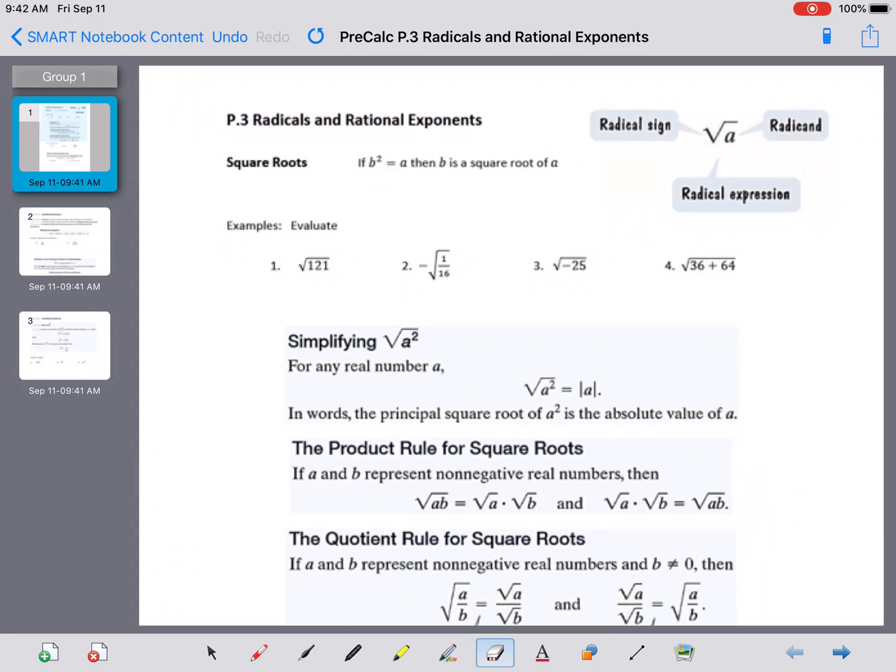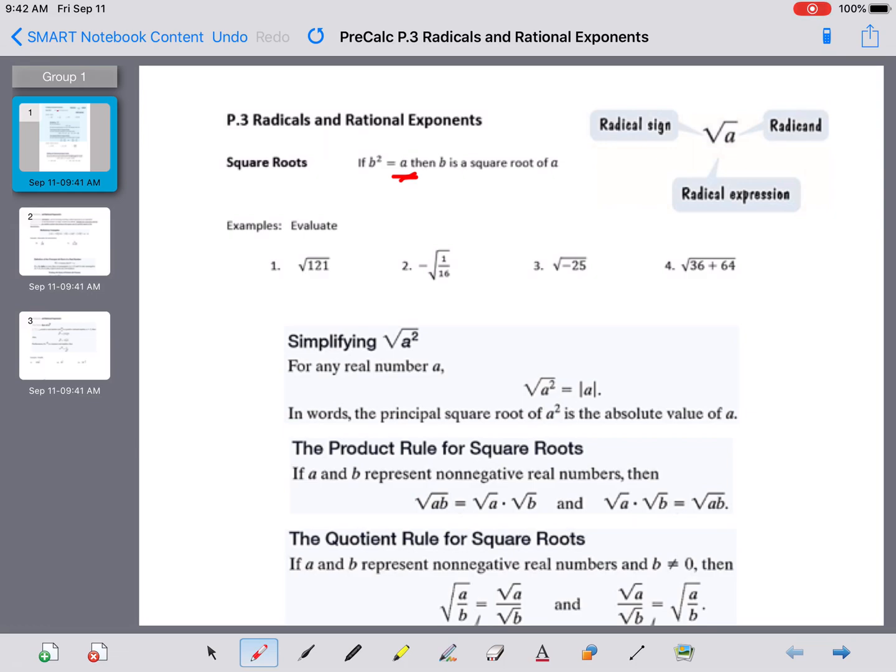P.3 radicals and rational exponents. We're going to start off with square roots, and a square root is saying when one number is multiplied by the same factor twice, then its square root is that factor that you are multiplying by. Okay, so that's what we're looking at there.